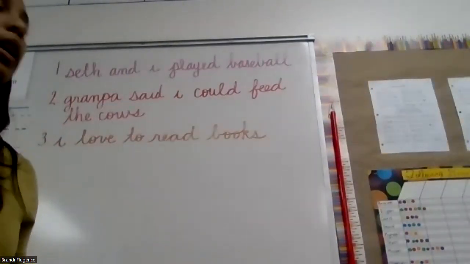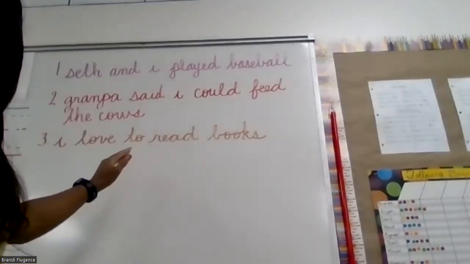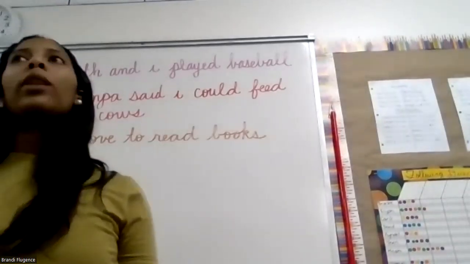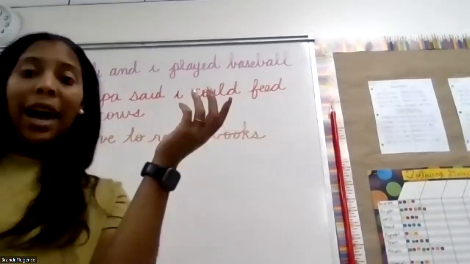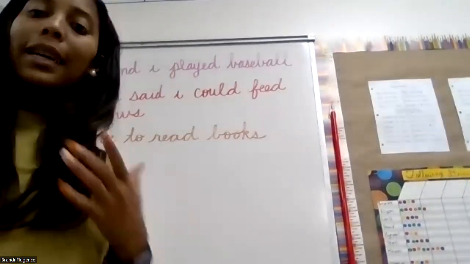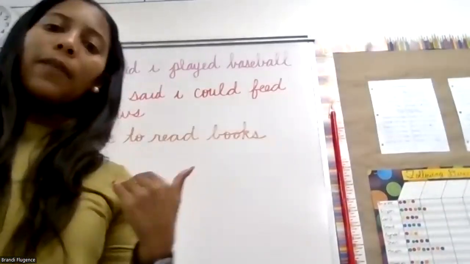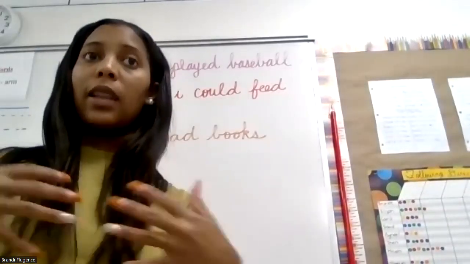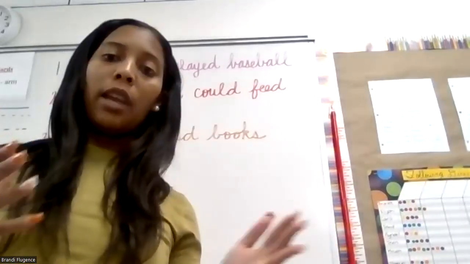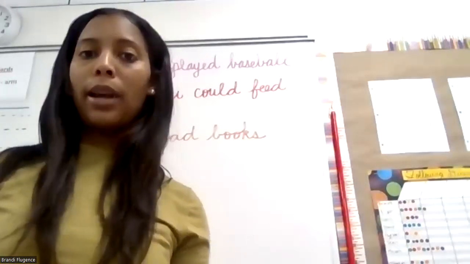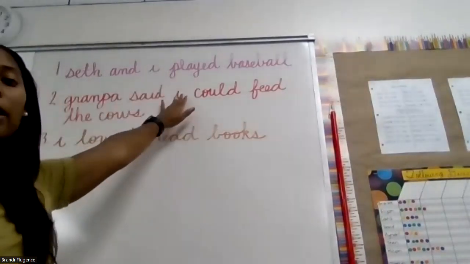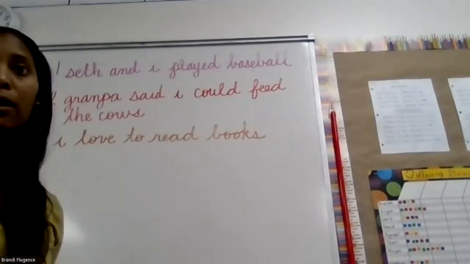Okay, so this week in writing, we will focus on writing sentences with the letter I in the middle of it. Whenever you are writing a sentence and the word I, like Seth and I, is in the middle of a sentence, you will capitalize that I, because that I kind of acts like a proper noun. Instead of saying your name, you would say I. So that I takes the place of your name and turns into a proper noun. Because of that, whenever we are writing a sentence and it has I in the middle of it, you capitalize that I in the middle of the sentence.